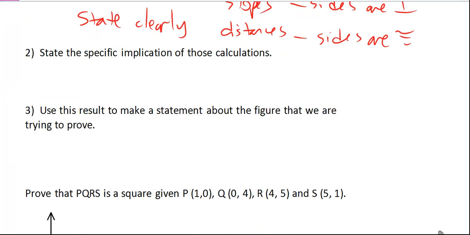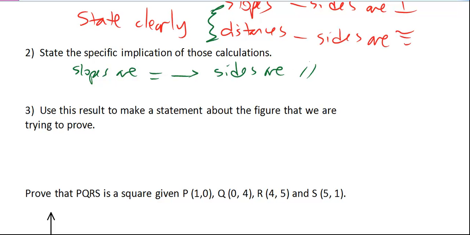And so that kind of already brings us to the second point, is what is the implication of these. So technically, first off, you're just finding slopes and distances or whatever, and you're stating exactly what they are. Second is you take what you've noticed from those and make these decisions. So this is where you would say something like, oh, the slopes are equal, and that means the sides are parallel, right? Or you could say the slopes are opposite reciprocals, so the sides are perpendicular, whatever.